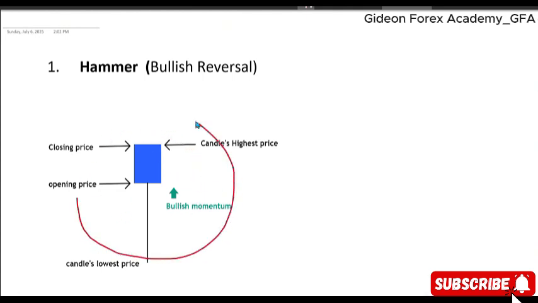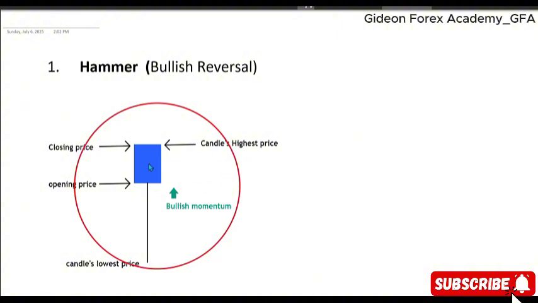So you have more buying pressure. This candle indicates more buying pressure than selling pressure, okay? That is why the buyers were able to push this price back up again to this point here, above the opening price. So whenever you see this candlestick pattern, it indicates imminent bullish momentum, especially at support areas. Okay, so take note of that.